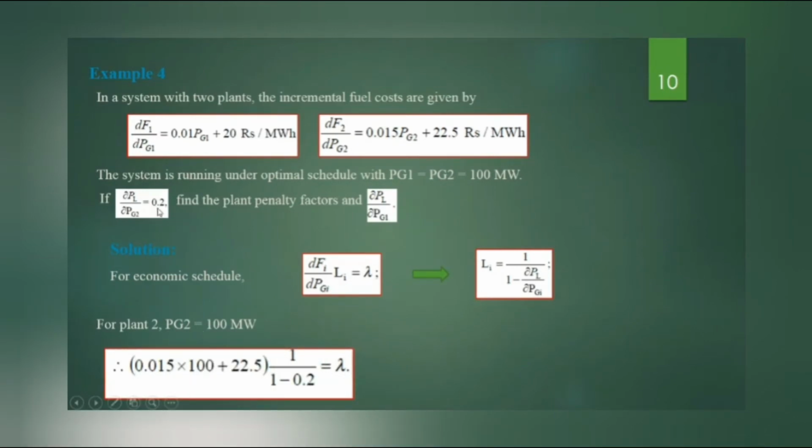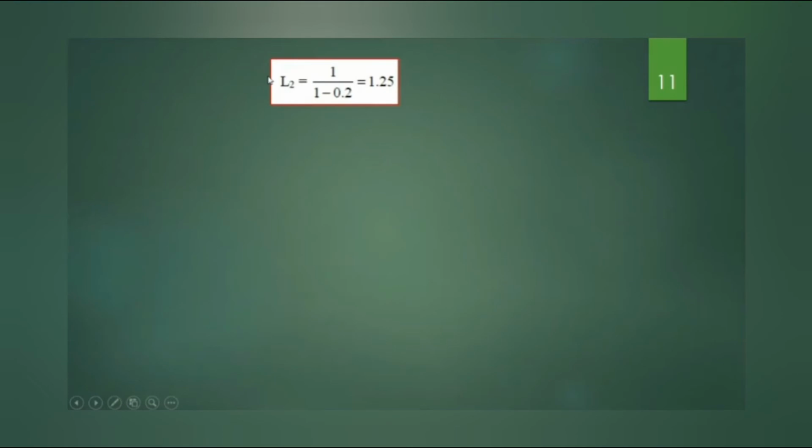So it is 0.2. The cost function for plant 2 is 0.015 Pg2 plus 22.5. Initially Pg1 equal to Pg2 equal to 100 megawatt. So put the value of Pg2 in this equation. You will get 0.015 into 100 plus 22.5, into 1 upon 1 minus del PL upon del Pg2, which is 0.2, equal to lambda. So you will get the value of incremental fuel cost is 30 rupees per megawatt hour. So plant penalty factor of generator 2 is 1 upon 1 minus 0.2 equal to 1.25.